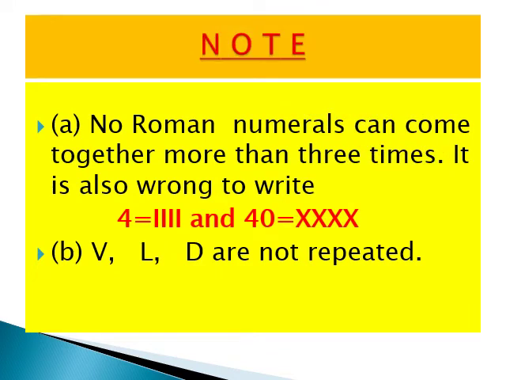Children, please note, no Roman numerals can come together more than 3 times. I repeat, Roman numerals should not come together more than 3 times. So it is wrong to write 4 as IIII and 40 as XXXX. Therefore, it should be very clear to you, no Roman numerals can come together more than 3 times.